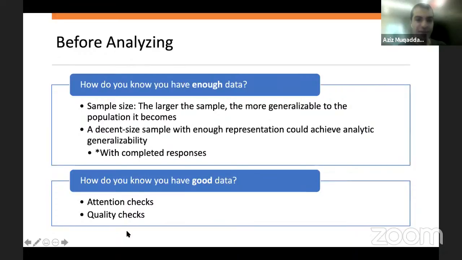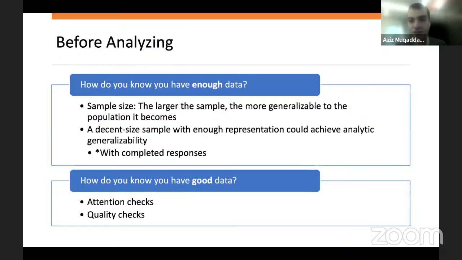We also do something called quality checks or attention checks. I'm sure many of you have completed surveys or evaluation forms before. How many of you have done the straight lining thing, when you just answer 5, 5, 5, 4, 4, 4, 4, 3, 6, 3 without even reading the questions? Since we know that happens and people do that, good surveys would have something called attention checks and quality checks.